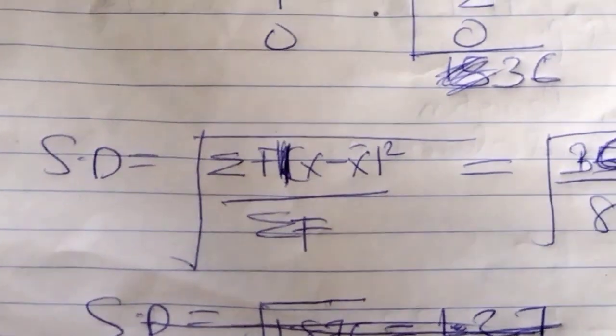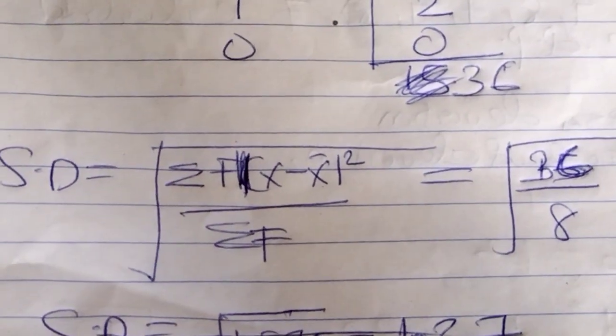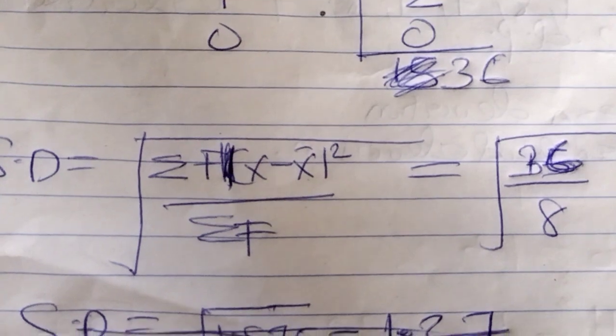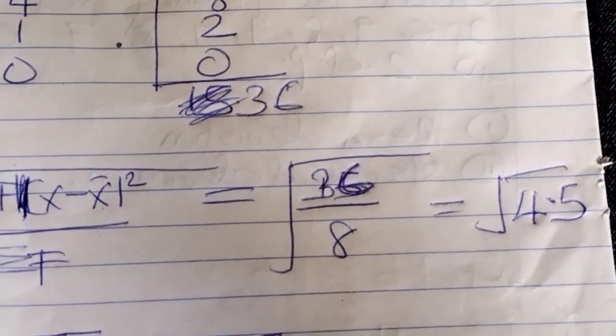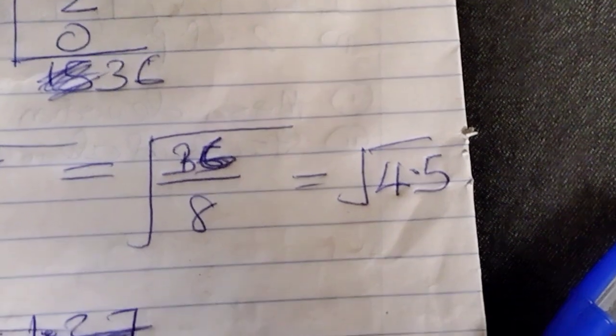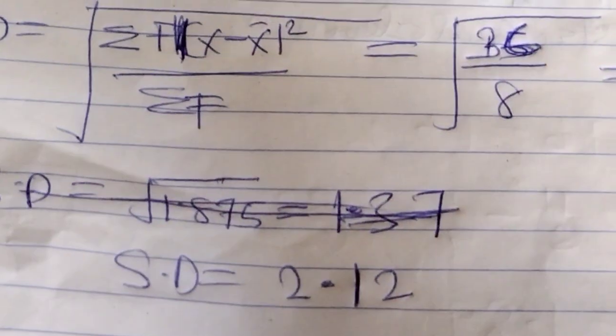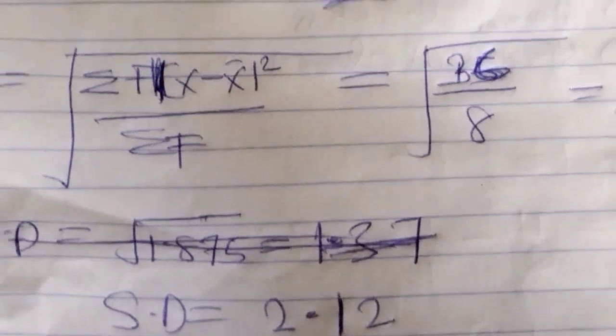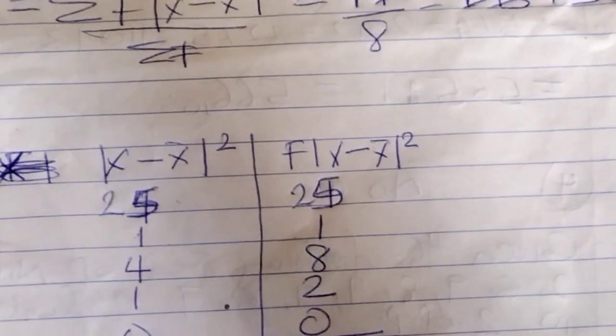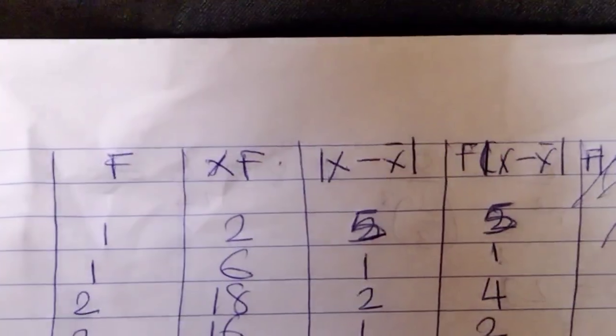So the standard deviation is the square root of summation of F into S minus S bar squared all over summation of F. So that gives us square root of 36 over 8. That gives us square root of 4.5. And that will give us 2.12 to two decimal places. So we take a look at the table once more, and the other table once more to get it clearer.